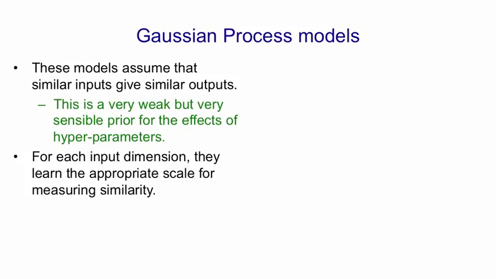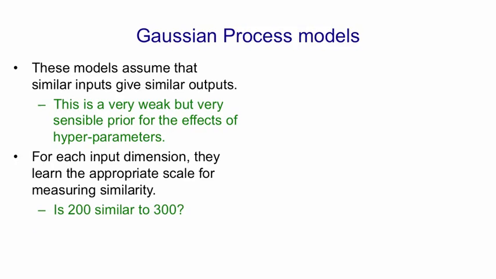Gaussian processes are able to learn, for each input dimension, what the appropriate scale is for measuring similarity. So for example, if the number of hidden units could be 200 or it could be 300, the question is, are those similar numbers or are those very different numbers? Should we expect the results we get with 200 to be very similar to the results we get with 300, or should we expect them to be very different? If we don't know anything about neural nets, initially we have no idea.